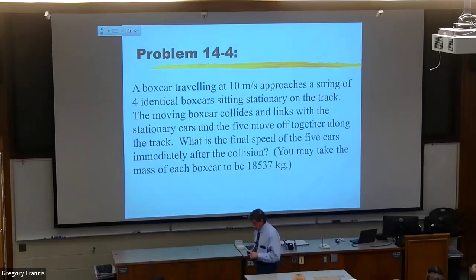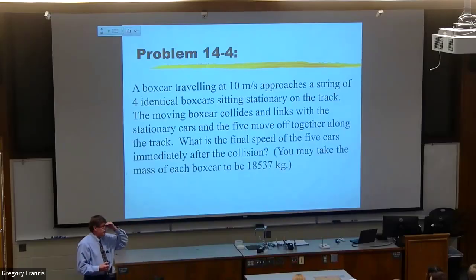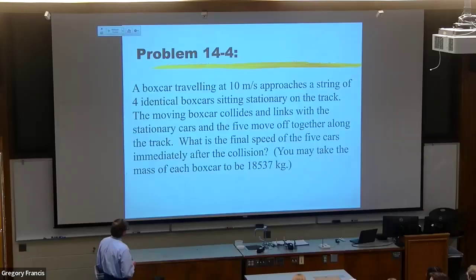Now, this is a problem from your homework, and it's an old exam question. And we put it on the very front of the exam, first question, because it was super, super easy, and we wanted everyone to get something right. A boxcar traveling at 10 meters per second approaches a string of 4 identical boxcars sitting stationary on the track. The moving boxcar collides and links with the stationary cars and the five move off together. What kind of collision is it? Maximally inelastic, okay? The five move off together. What is the final speed of the five cars immediately after the collision? You may take the mass of each boxcar to be 18,537 kilograms.